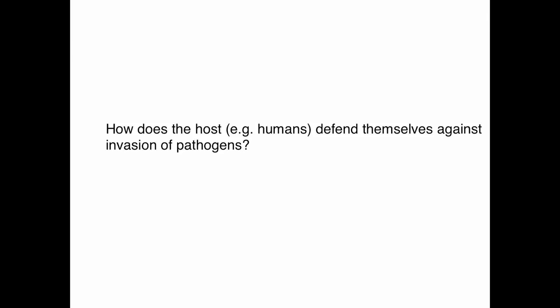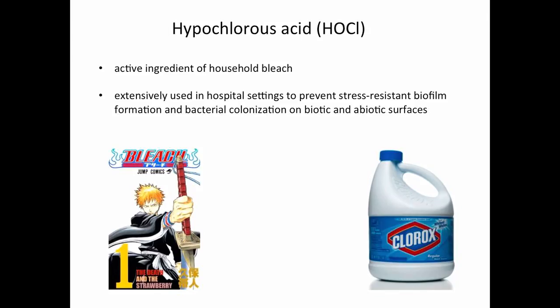But what actually happens during these infections, and how does the host, like we as humans, defend ourselves against invasion of pathogens? One compound I want to introduce is hypochlorous acid, or HOCl. HOCl is the active ingredient of household bleach and pretty well known. Bleach is extensively used in hospital settings as a disinfectant in order to prevent bacterial colonization on biotic and abiotic surfaces.